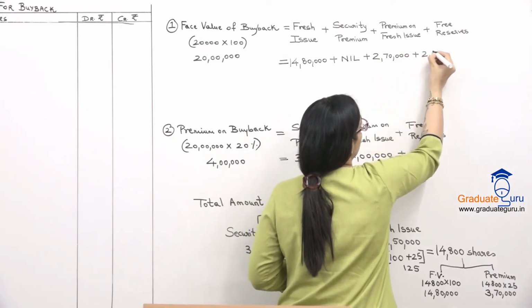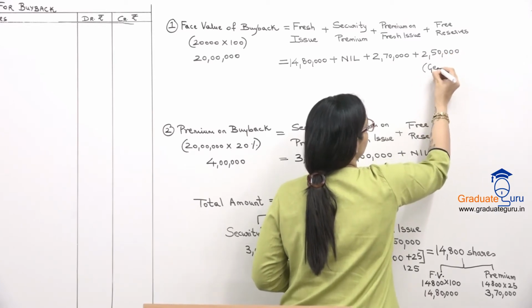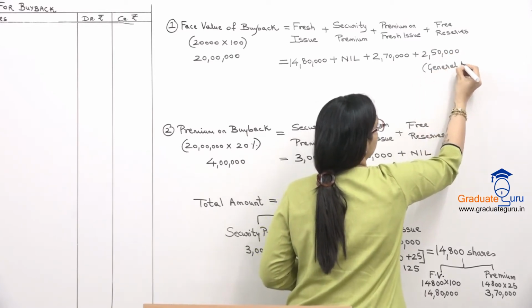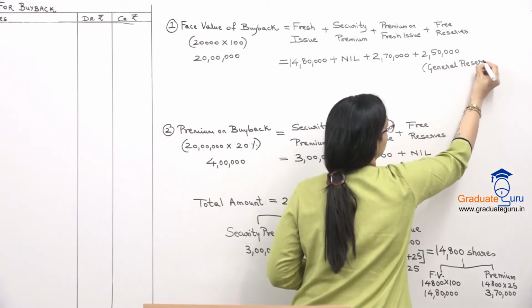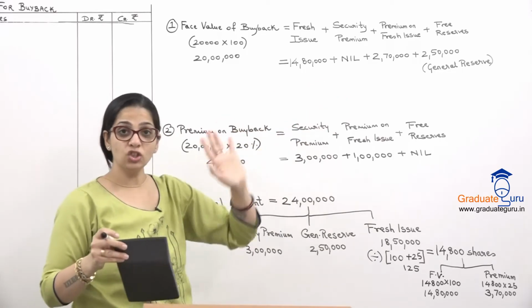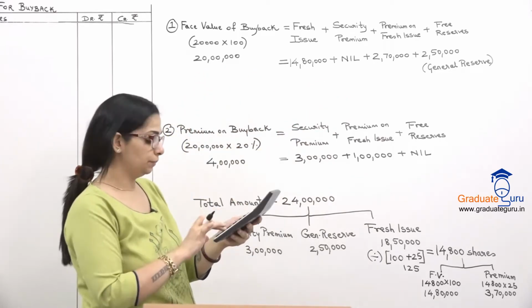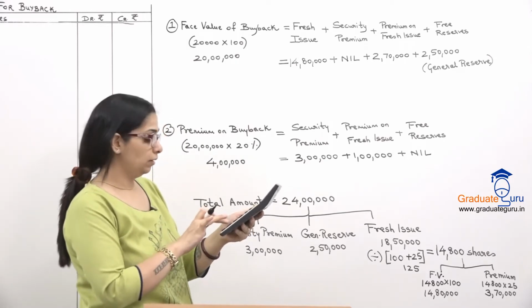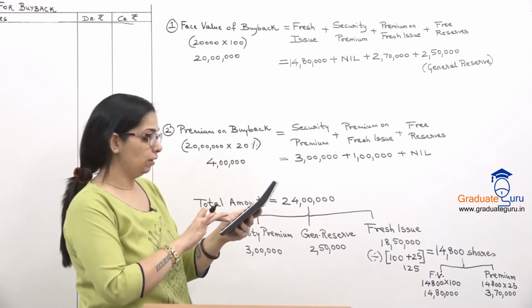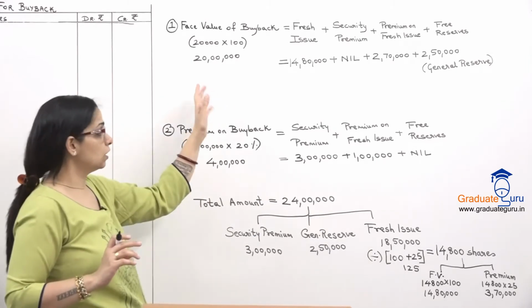And my free reserves, which is my general reserve, I have of 2,50,000. Okay, let's take a total and check if I am getting the full 20 lakhs that I need. 14,80,000 plus 2,70,000 plus 2,50,000 and that gives me 20 lakhs.